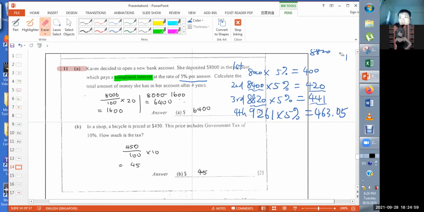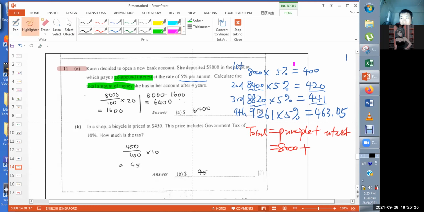Okay, good. So they ask for what? Let's see. They ask to calculate the total amount of money she takes home. So total equals to principal. What's the principal at the start? The principal at the start, 8,000. 8,000. So what is the interest over 4 years? All this. 400.